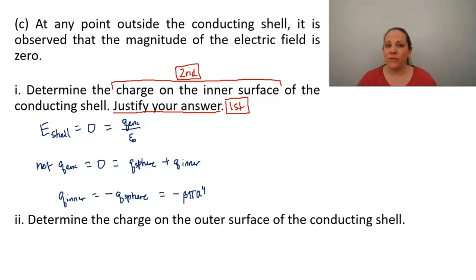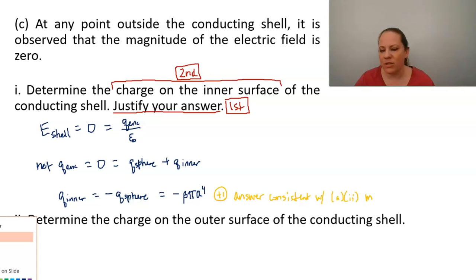Determine the charge on the outer surface of the conducting shell. Oh, I actually should talk about scoring. Sorry, let me do scoring really quickly. We are going to have an answer. I put my answer last, of course. An answer consistent with part A2. And it must have the opposite sign. And in fact, that is important enough, I'm going to change colors.